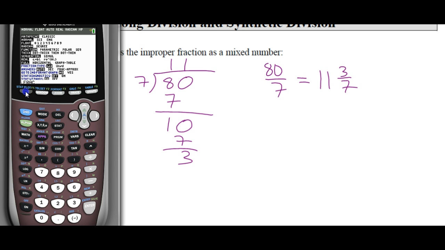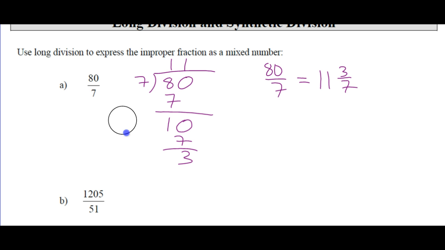Okay, I want the numerator and denominator, 80 over 7. Never mind, calculators are useless for these things. So there you go, it's 11 and 3 sevenths, right? Another way to say that is, 80 is equal to 7 times 11 plus 3. This one we can just look at and say, yeah, that's right. 7 times 11 is 77 plus 3.